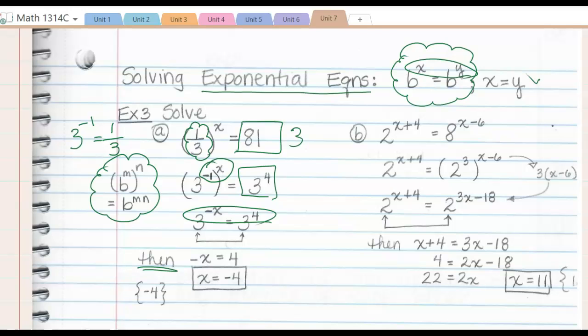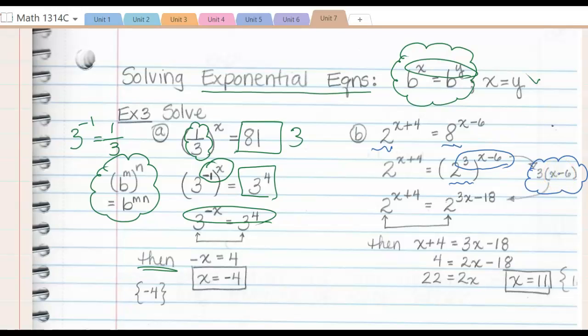Now let's talk about part B. Notice I have 2 over here, and over here I have an 8, but we do know that 2 cubed is 8, and so that's where I'm changing this guy right here. And now that we have almost the same bases, remember I have a power to the power, so I need to multiply them.